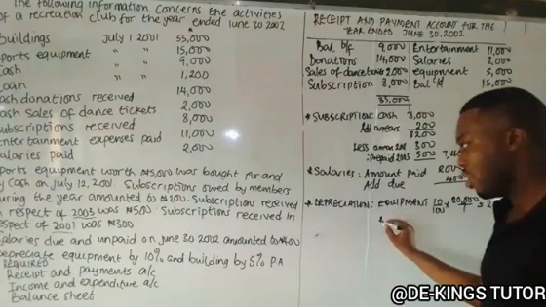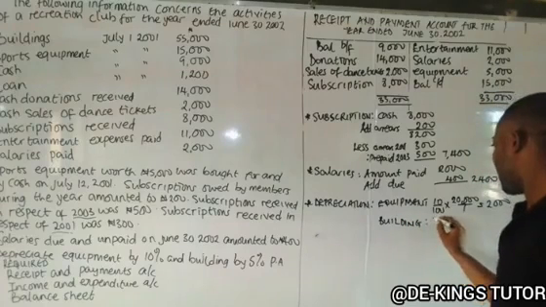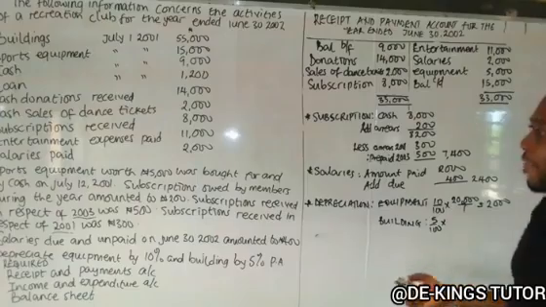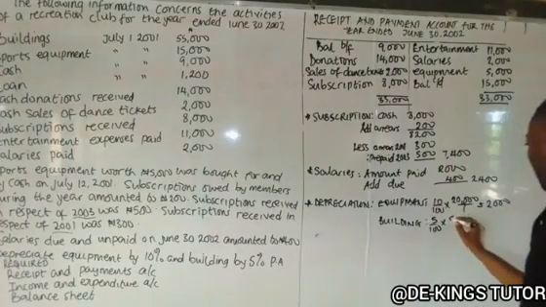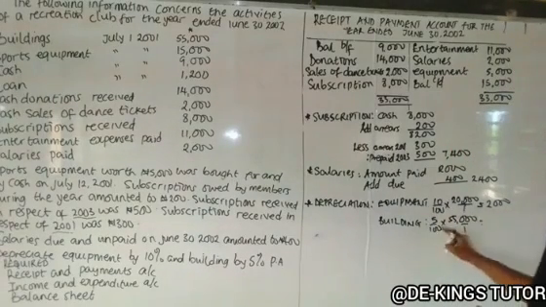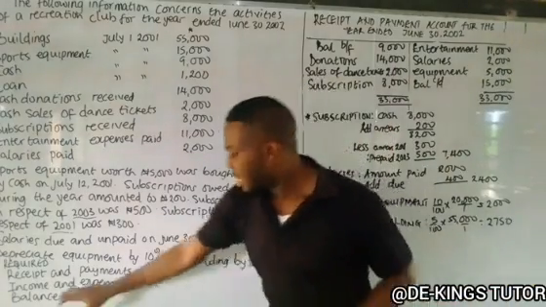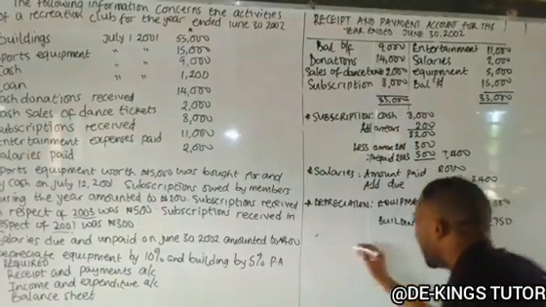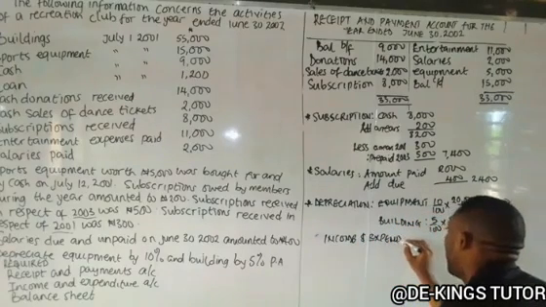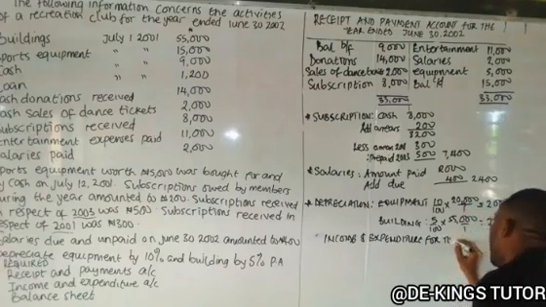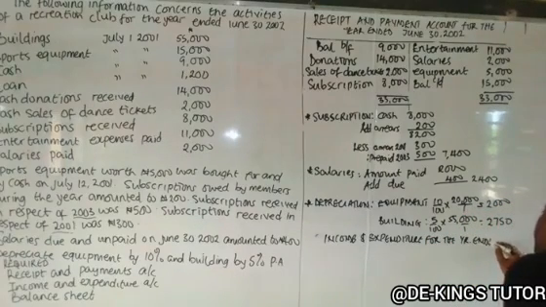Now the other one is for building. So building is 5%, which is 5 over 100 times 55,000. That's the cost. 5% of 55,000 will give us 2,750. Okay, those are the adjustments that are supposed to be done. Now let's go to the income and expenditure. So we'll now have the income and expenditure for the year ended 30th June 2002.